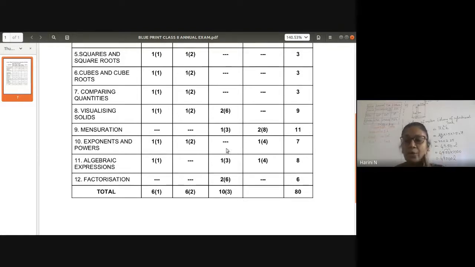Exponents and powers, tomorrow I am starting, so more about it I will tell you tomorrow. Algebra, I think sir is doing, so he will tell you what will come in 3 marks, what will come in 4 marks, etc. And factorization, I think either I will take or sir will take, whoever completes first. Mostly he may start because he is at the end of expressions. I am only starting the exponents tomorrow. So let us see how we can do it.